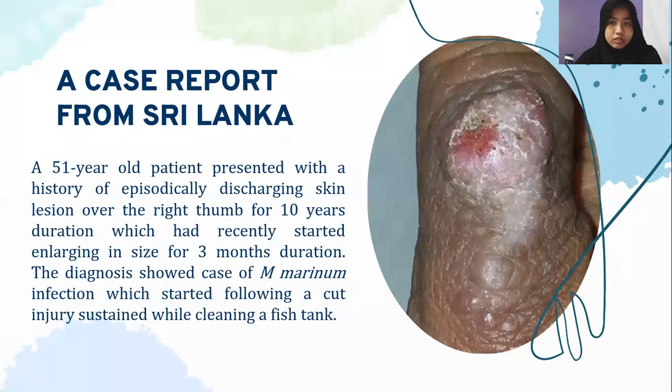The material will be delivered by Farras Azizah. Thank you, Dhea. The next is a case report from Sri Lanka. A 51-year-old patient presented with a history of episodically discharging skin lesion over the right thumb of 10 years duration, which had recently started enlarging in size for 3 months. The diagnosis was a case of Mycobacterium marinum infection, which started following a cut injury sustained while cleaning a fish tank. Next.